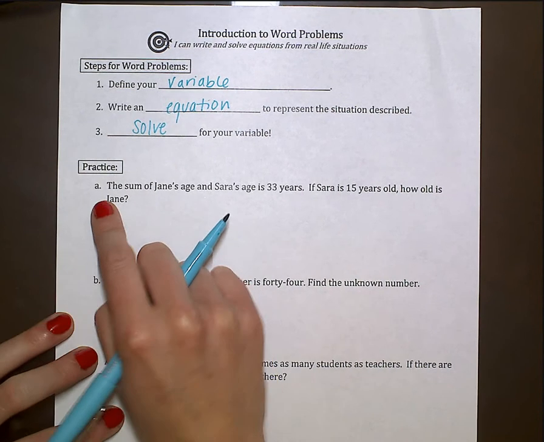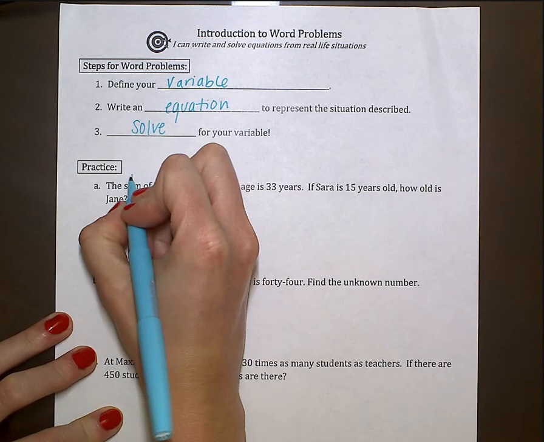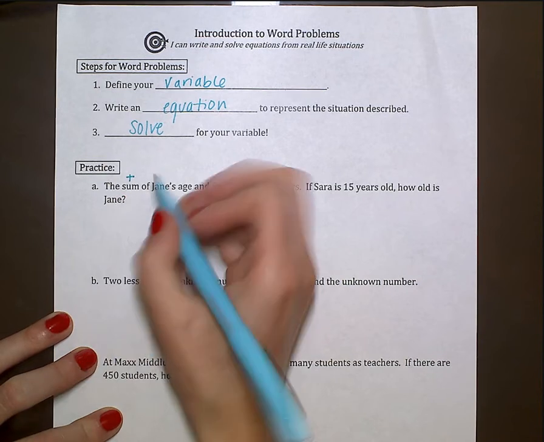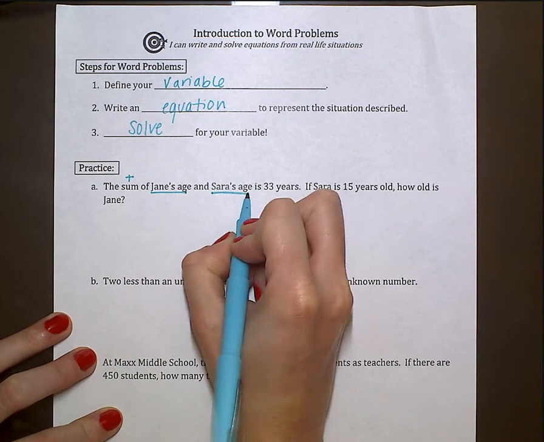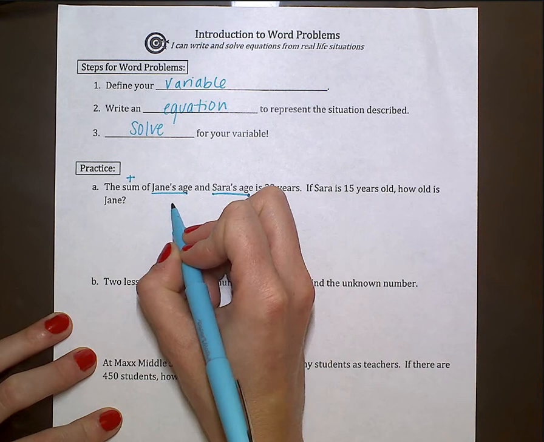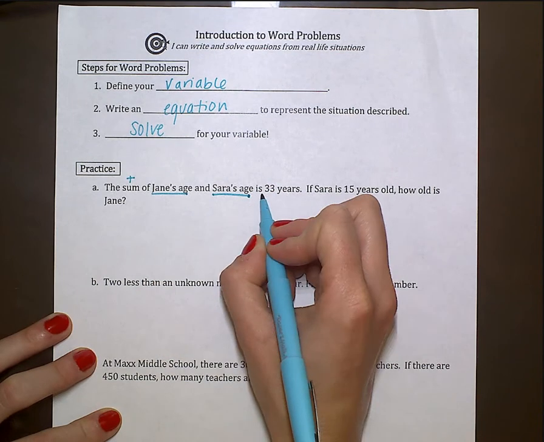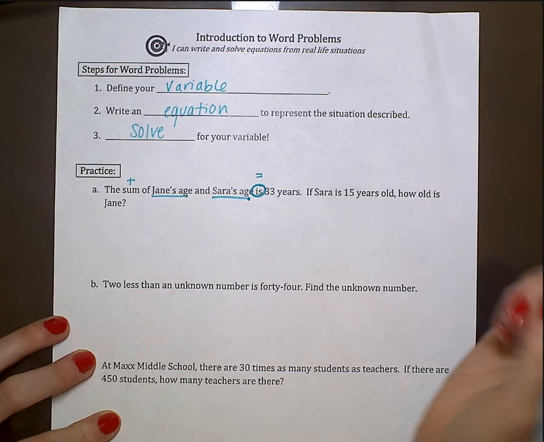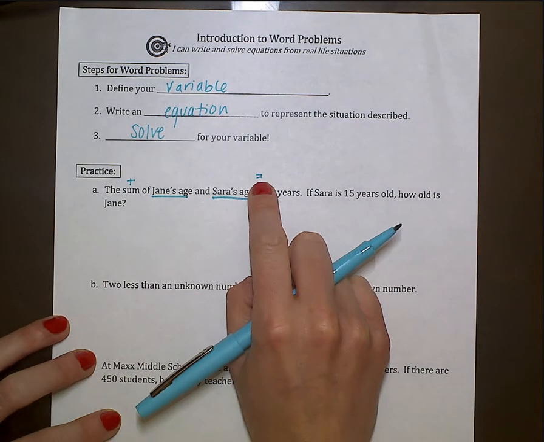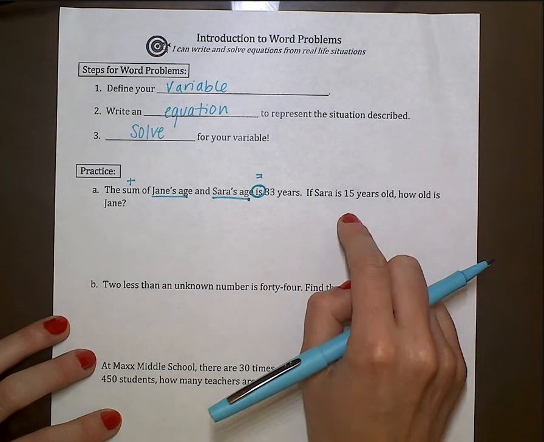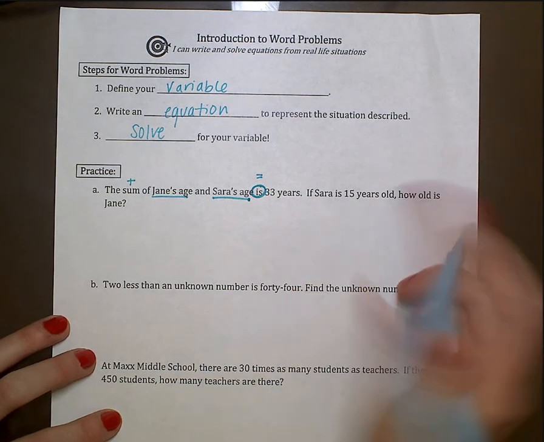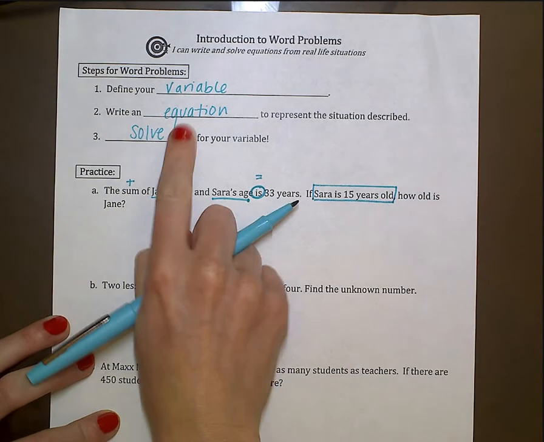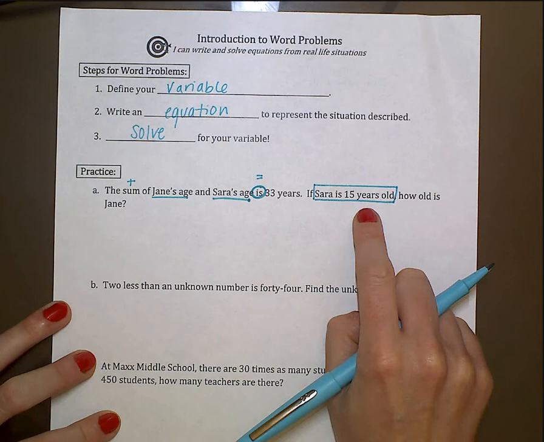Practice problem A, it says the sum. So let's see, I'm going to make notes. I know that sum means add. So if I add Jane's age and Sarah's age, if I add those two girls' ages together, that should be 33 years old. Now, we've seen the word is before, and I want you to make a note if you would have forgotten, but is means equals in math. Then they go on and they tell me, well, Sarah's 15. Okay, obviously that is important. Any number in the problem should be used when you do step 2, write your equation. So if Sarah's 15, how old is Jane?